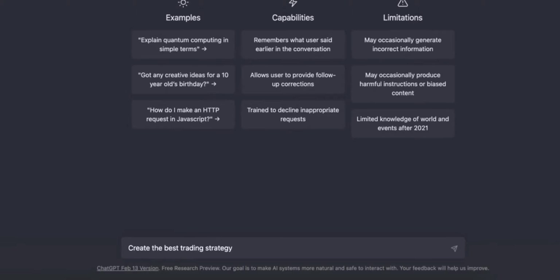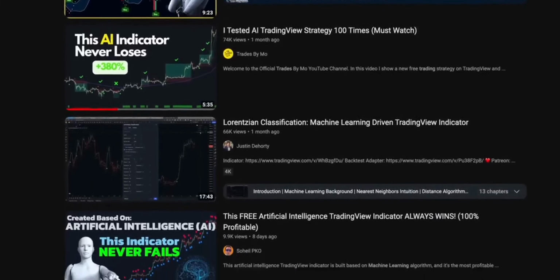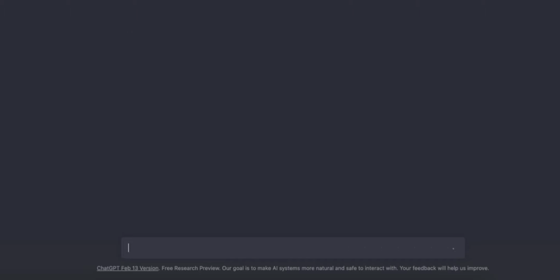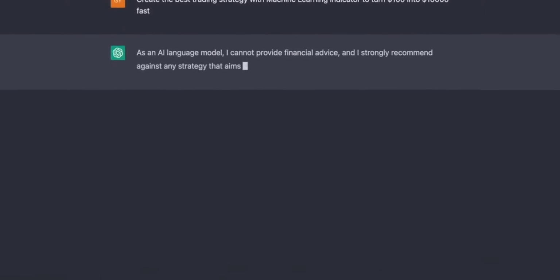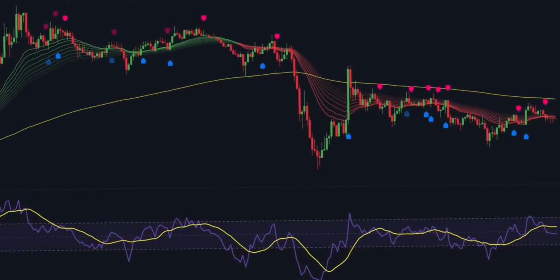I went ahead and asked it to create the best strategy using an AI-based TradingView indicator code, the machine learning indicator that is currently going absolutely viral. I also mentioned that the strategy's goal is to turn $100 into $10,000 in the shortest amount of time possible. It provided me with a detailed strategy. It wasn't really perfect, so I had to make some tweaks here and there, and here is the final setup to check if the strategy actually works.